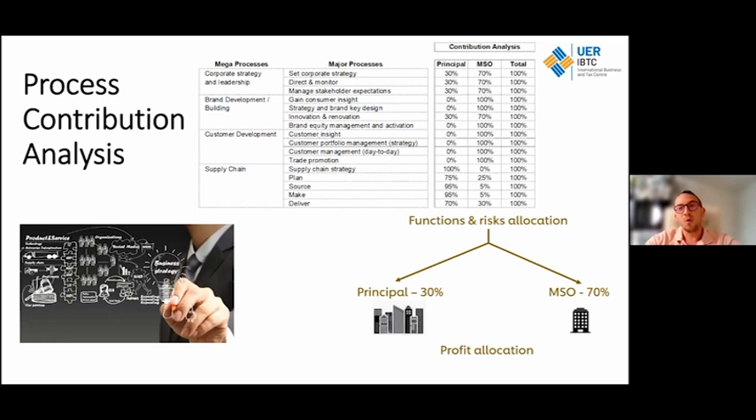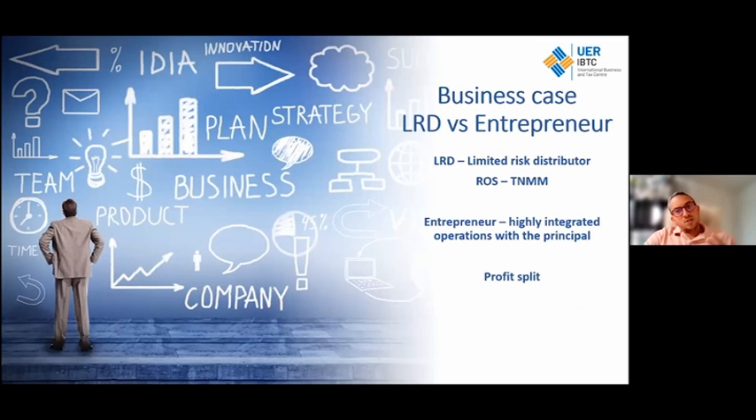And in our example, we will show this contribution analysis that leads to a profit split of 70-30 between the principal and the local entrepreneur that does all the marketing and sales activities. So what we are now presenting, in terms of numbers and the business case, is the difference between the remuneration under an LRD distributor.